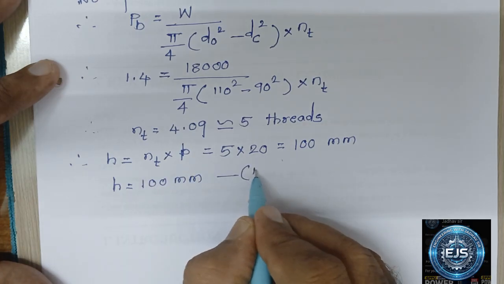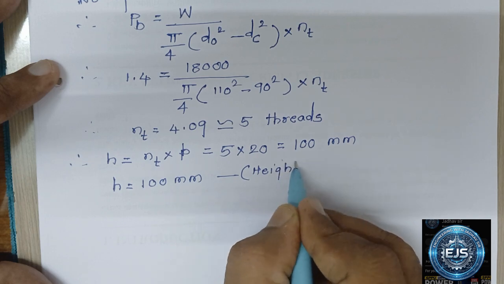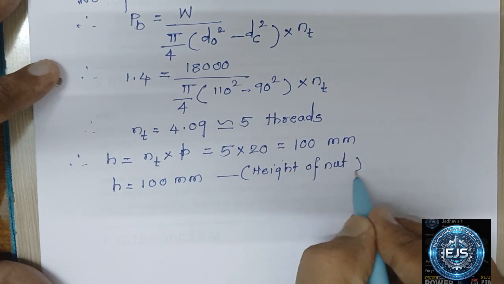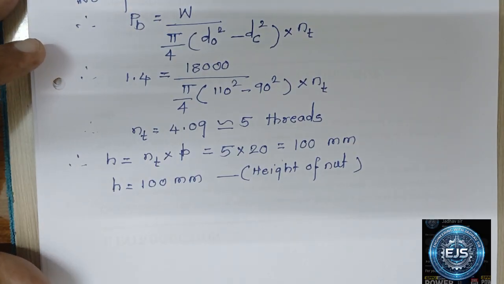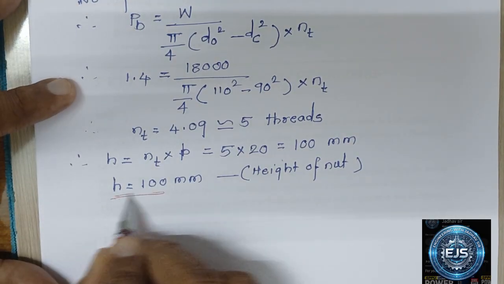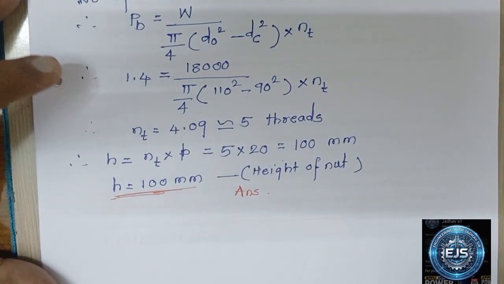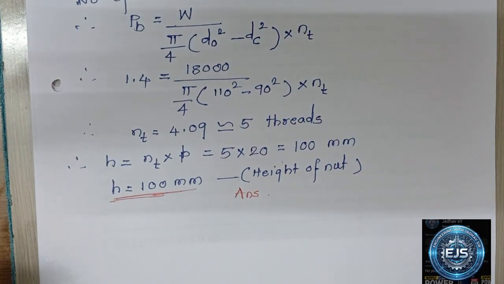This answer is nothing but height of the nut. Height of the nut should be 100 mm for this problem. तो ये हमारा दूसरा आंसर है. ये दो आंसर हमें फाइंड आउट करने थे इस प्रॉब्लम में, तो हमने ये दो आंसर फाइंड आउट कर लिए. तो इस तरह से ये प्रॉब्लम सॉल्व करना है हमें.